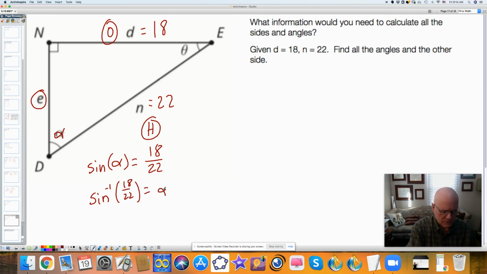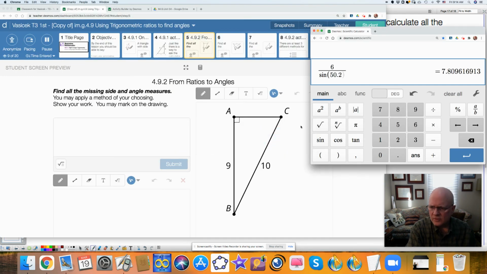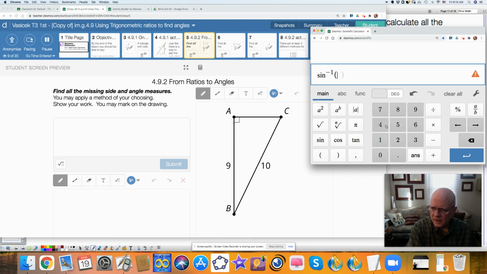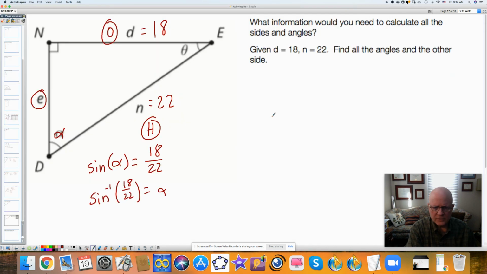And we plug this into our calculator, 18 over 22. Inverse sine of 18 over 22, and I get 54.9 degrees. So this is 54.9 degrees. This would have to be the complement of that. Subtract it from 90. When I subtract this from 90, I get 35.1.